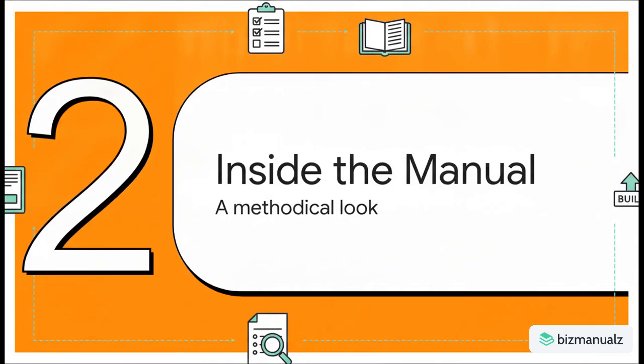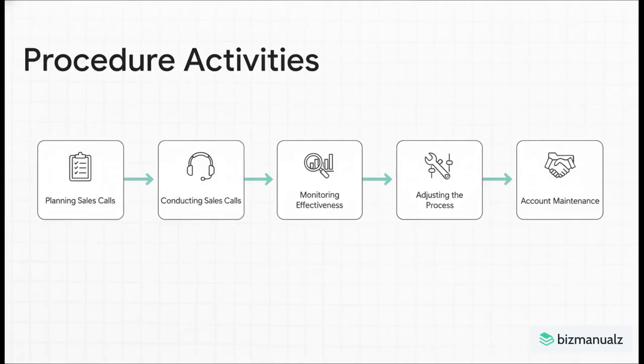Moving right along to Section 2, Inside the Procedure Manual. Let's take a methodical look at exactly what you're receiving. The best part, this manual doesn't just vaguely tell you to sell better. No way. It actually maps out 5 specific, actionable procedure activities that cover the entire lifespan of a customer interaction. It covers planning sales calls, conducting them, monitoring their effectiveness, adjusting the process, and finally, sales account maintenance. It outlines the proper methods for both brand new and existing clients, so every single phase is standardized.